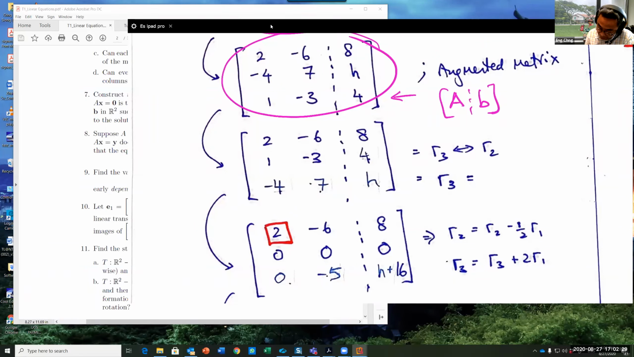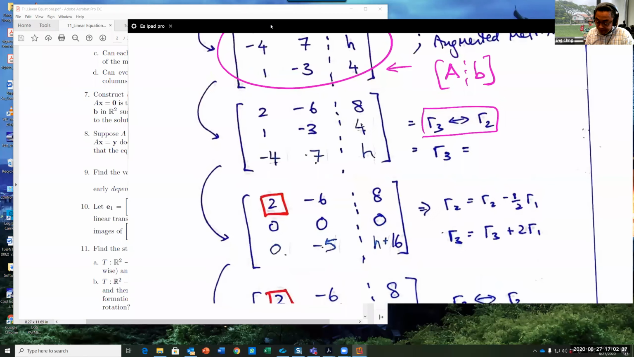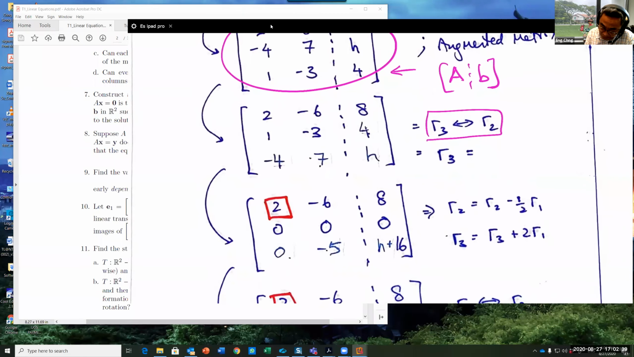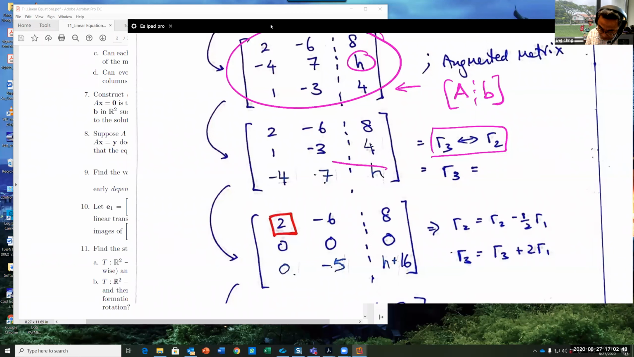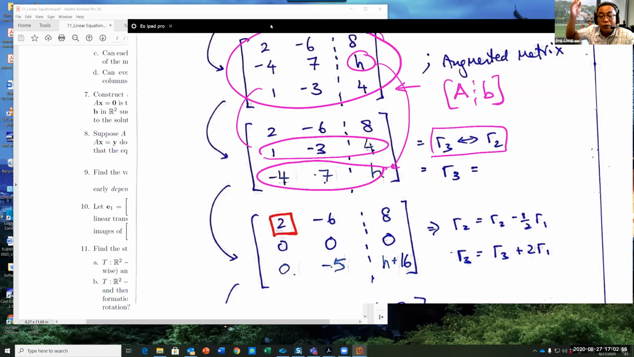We start with, oh, in fact, I made a mistake. Okay, but never mind. Here, when I began, I didn't like H to be here. So I changed my third row. I moved my second row to my third row, and I moved my third row to my second row. That's all. So elementary row operation, if you change rows, yes, no problem.